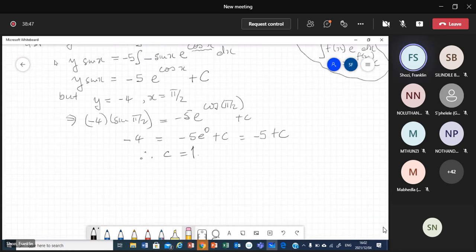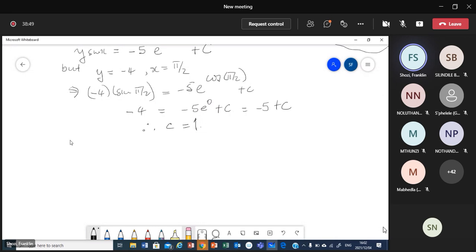Hence, what is your equation? What is your final answer? Therefore, your solution is y sin x equals minus 5e to the power cos x plus c, but now my c is 1. That is your answer.